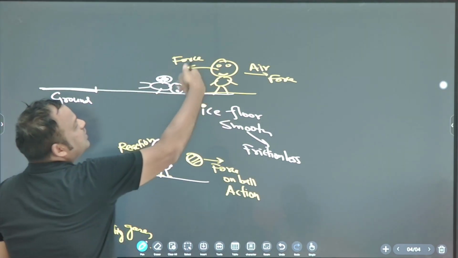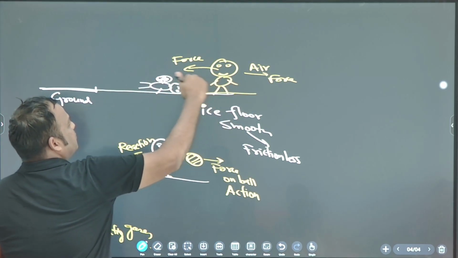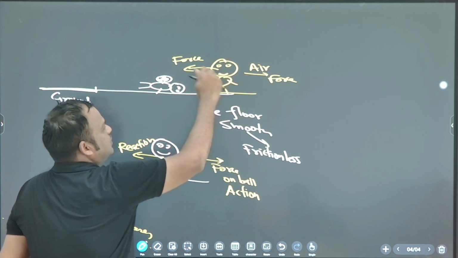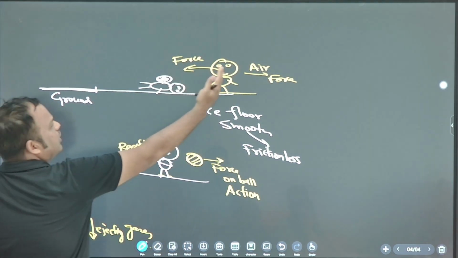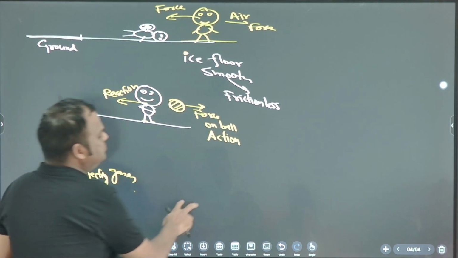So without friction you can move. Understood? On an ice floor you can move yourself without friction. You have to throw something. Anything you can throw, whatever you can throw, you throw it to the right side. So your body will move where? Left side. Okay.